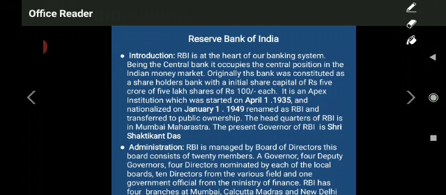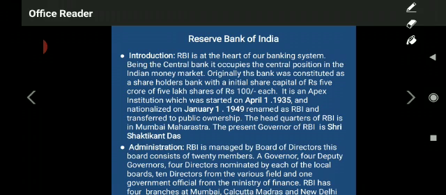And they may ask one more objective question in the examination: where is the headquarters of RBI? For that you have to write Mumbai. If you write Mumbai, that is enough. No need to write Maharashtra. Mumbai is enough for that particular question. And this is also a very important question: they may ask who is the present governor of the Reserve Bank of India.